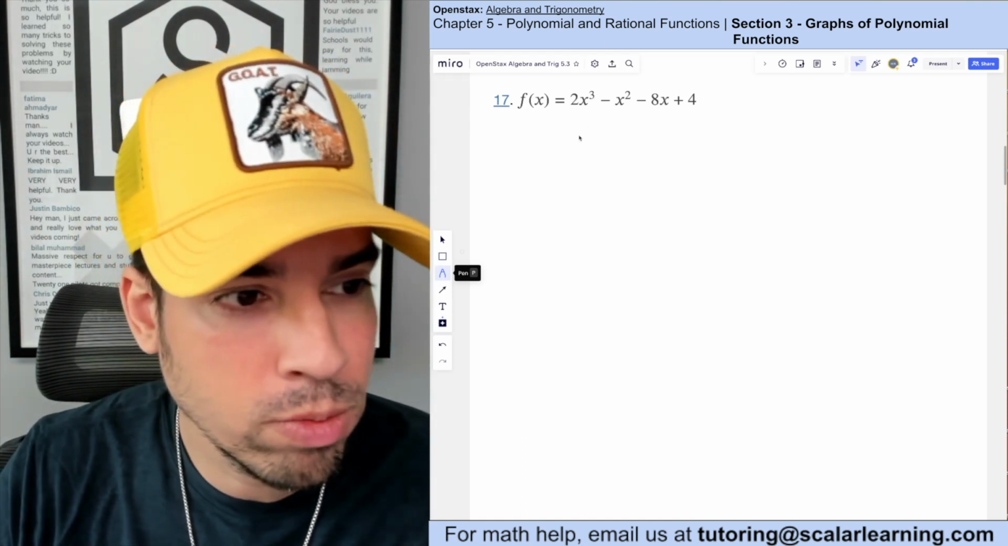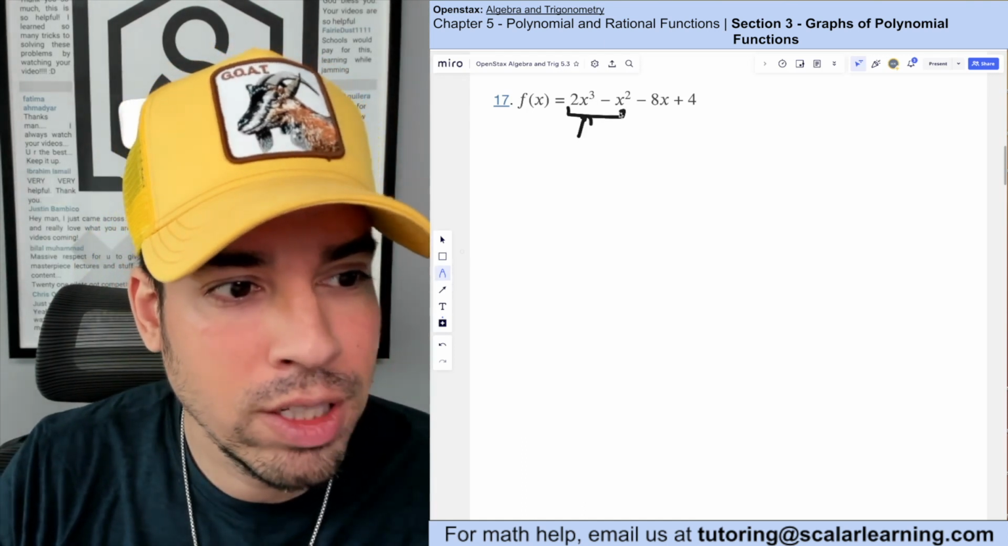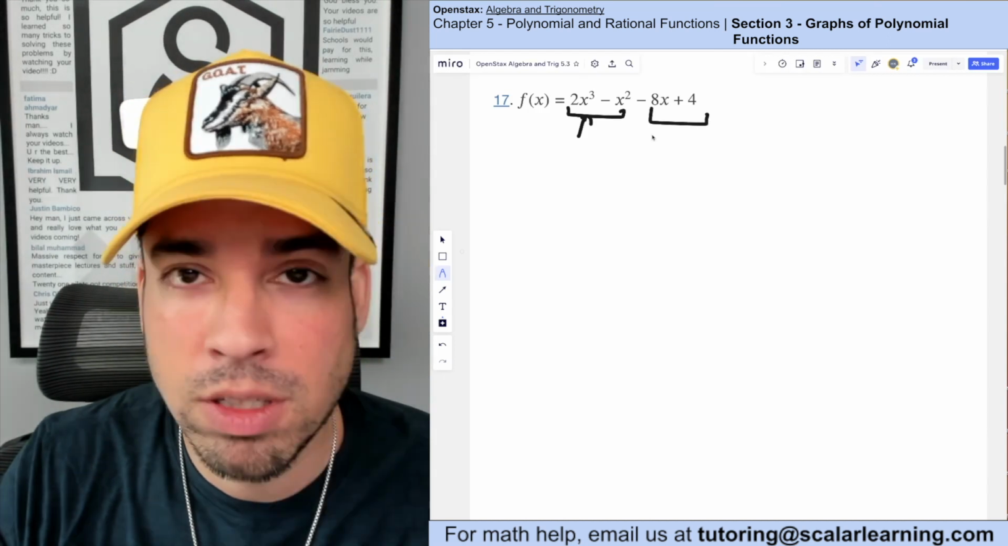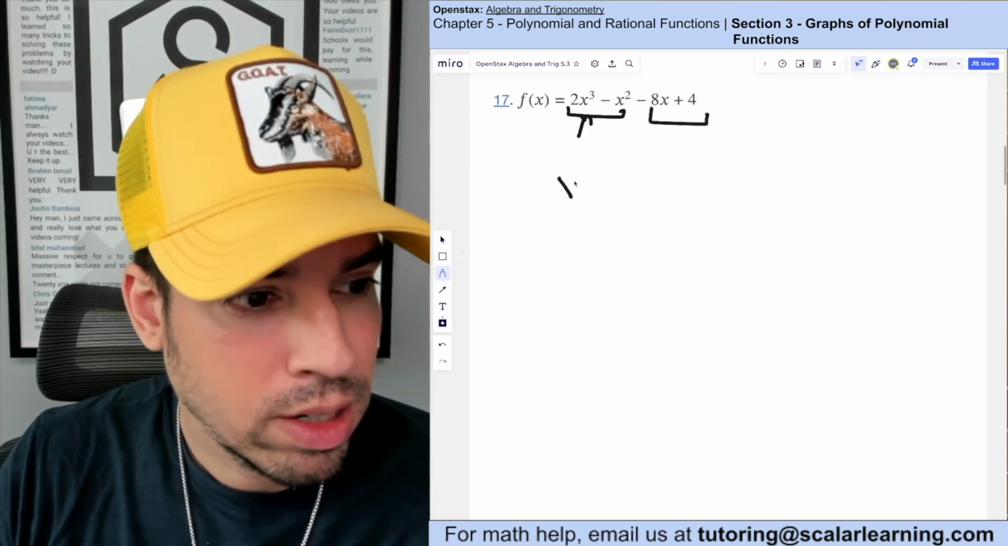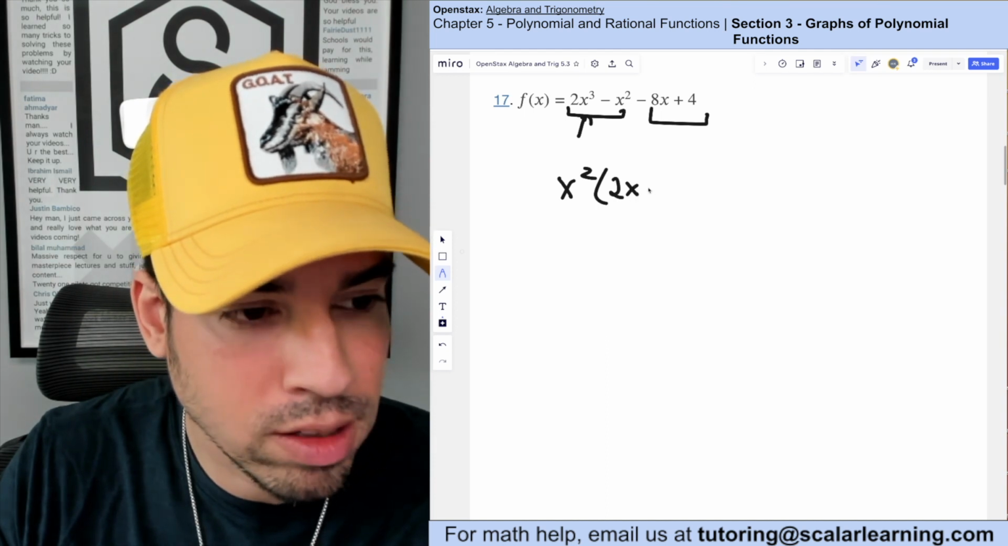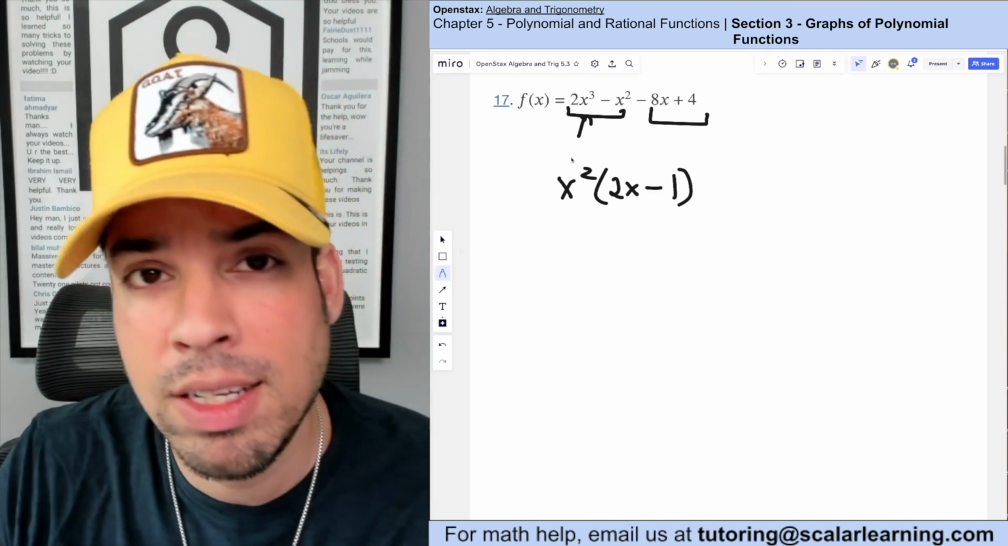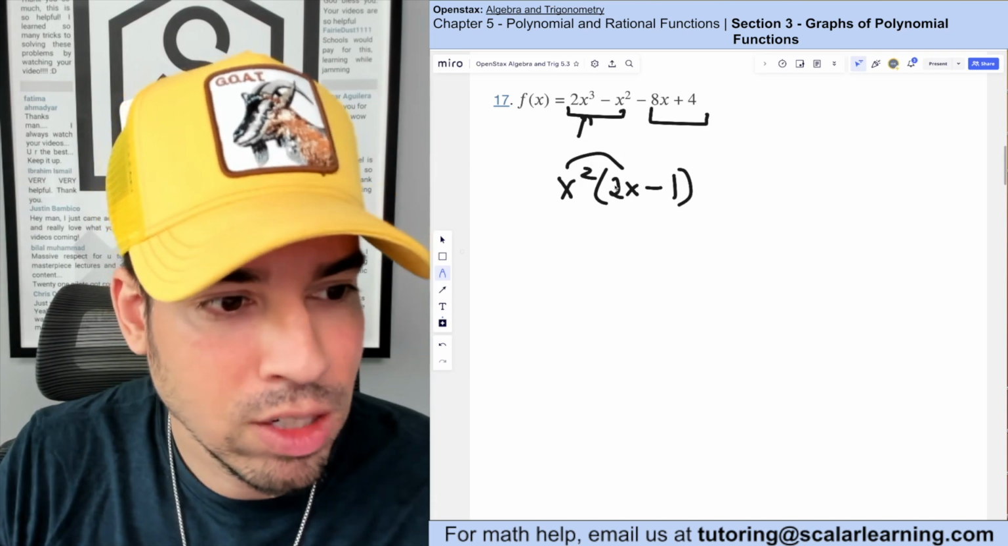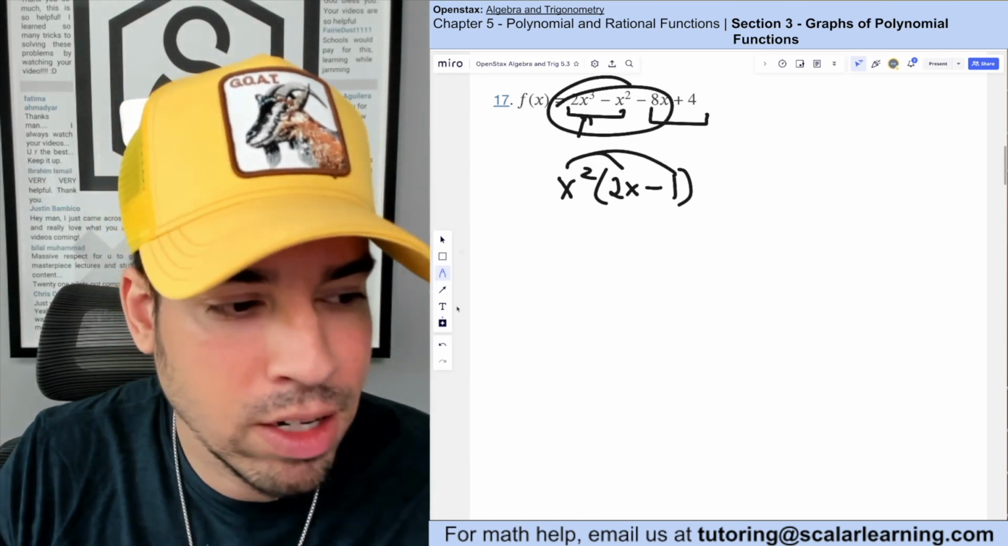Because there are 4 terms and the third power is the highest, usually this means we should factor by grouping, so let's give it a shot. From the first two, I'm going to factor out an x squared, and what's left inside is 2x minus 1. If I redistribute this, I'd get 2x cubed minus x squared back, so we know we did it right.